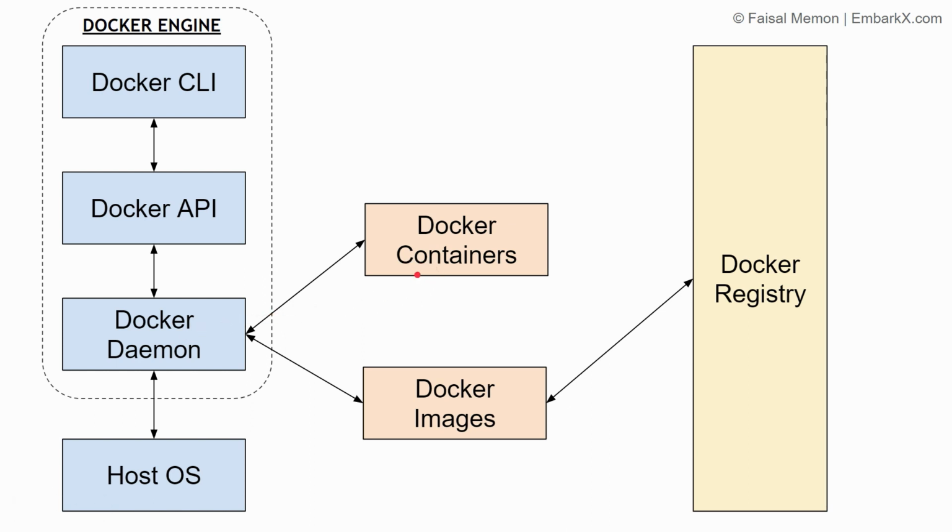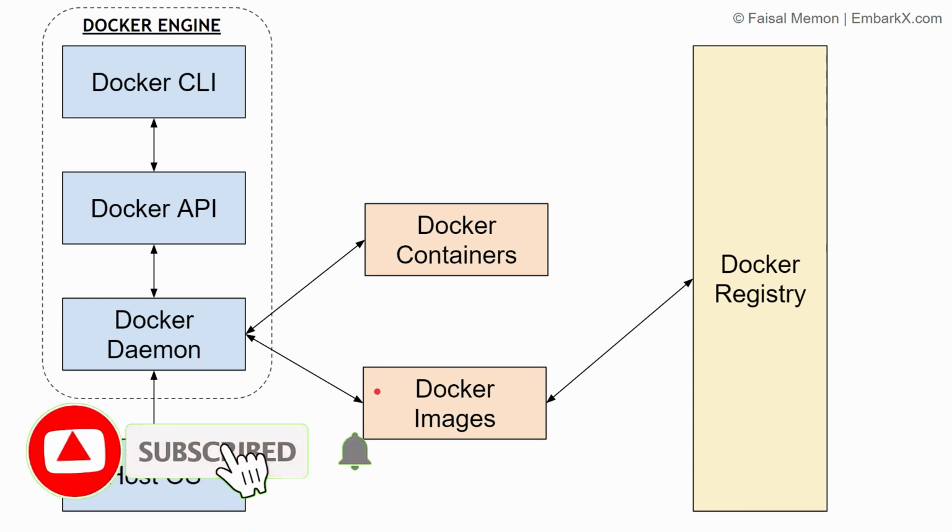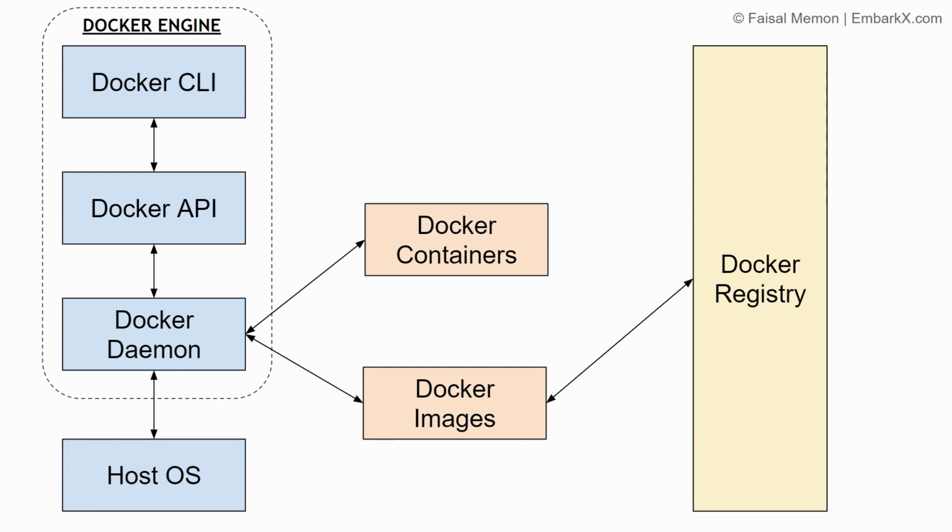Now let us talk about what Docker containers and Docker images are. Let's talk about images first. These are templates with instructions for creating something called containers. You can think of Docker images as a blueprint for creating a container. So that is what a Docker image is. Now from one image, you can create multiple containers.